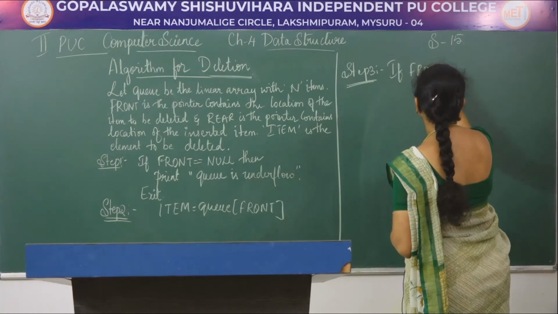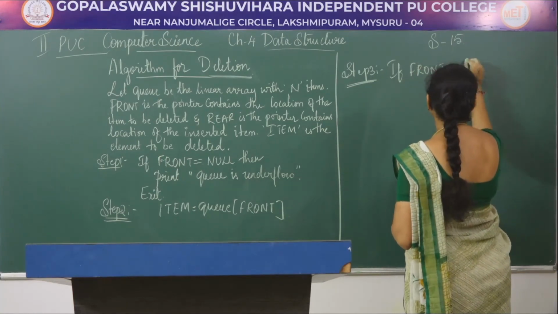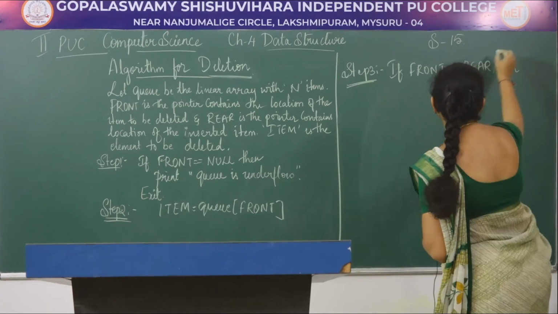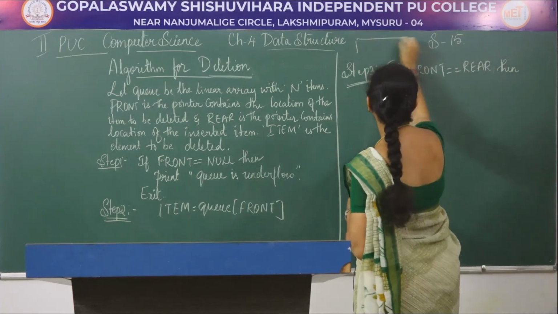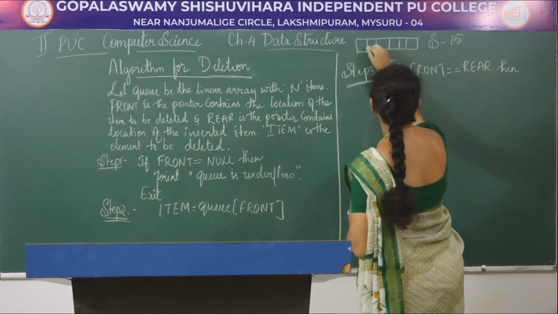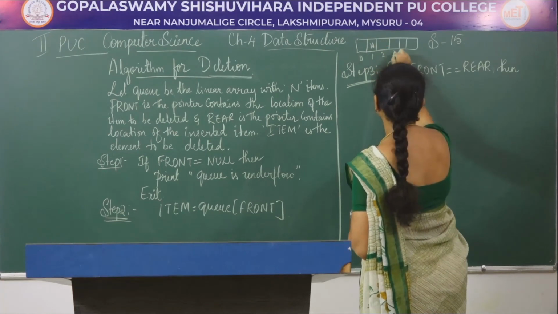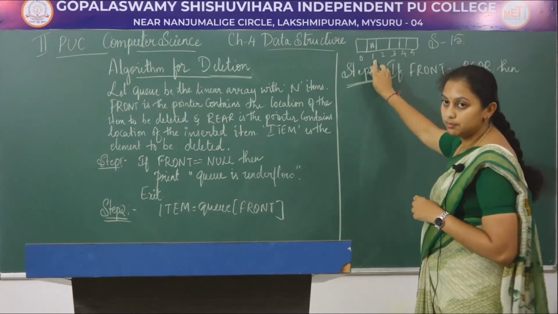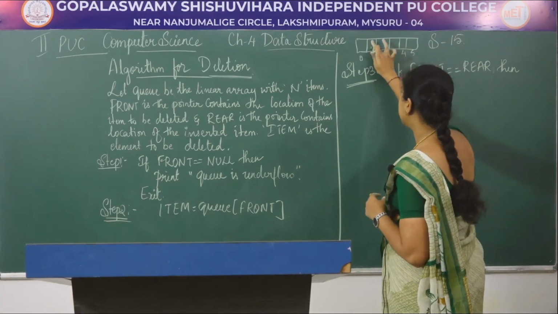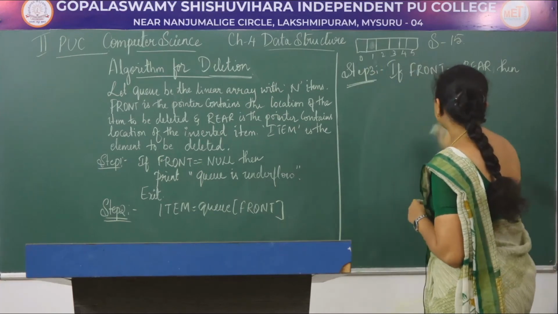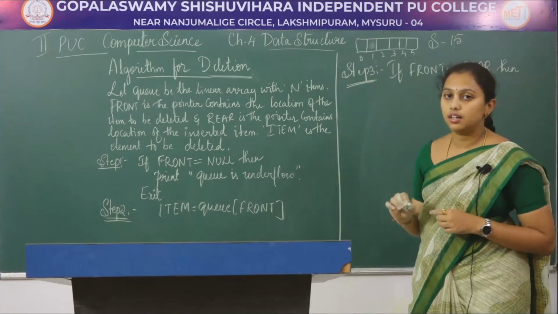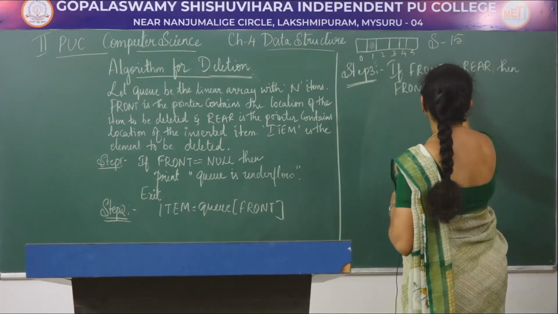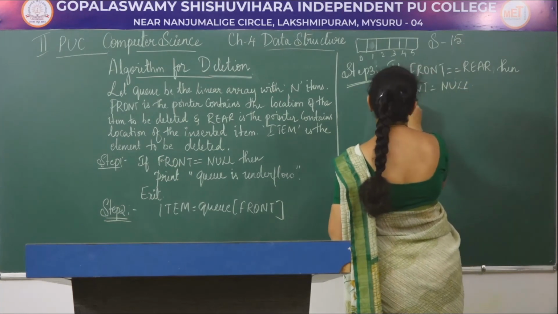If the queue contains only one element, so after deleting that item from the queue, if front is equal to rear, then, so see here in this queue, it contains only one element. Right. So I am going to delete this item from the queue. So if I delete this item from the queue, the front and rear becomes null. Front as well as rear becomes null.